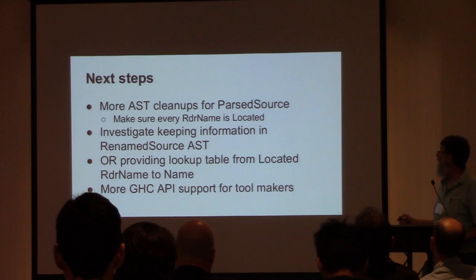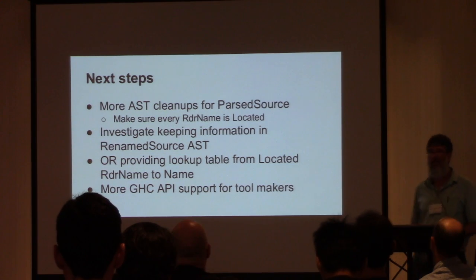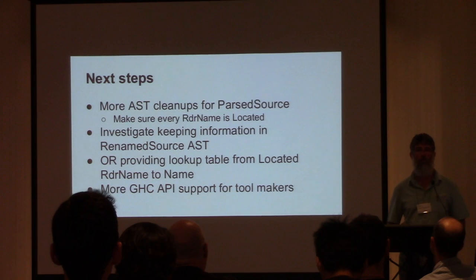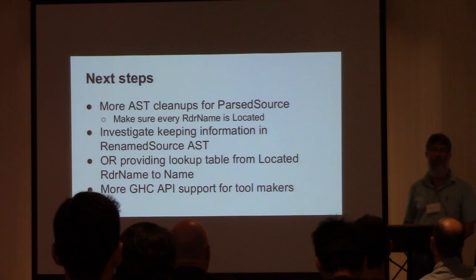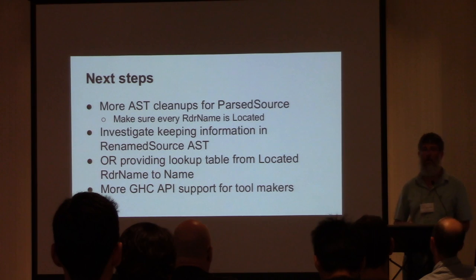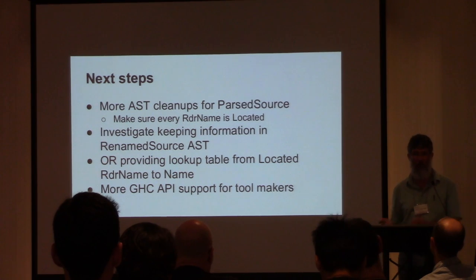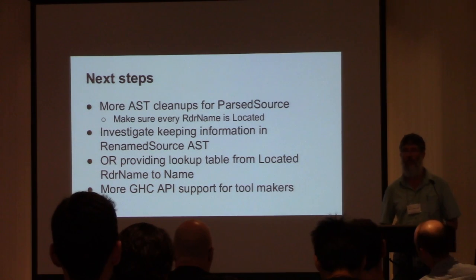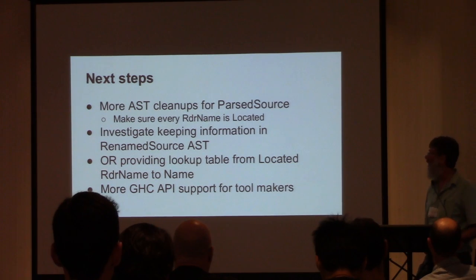Things like the parse source: the renamed source is different from the parse source. You can't use it for doing the transformations. You can't actually round trip it. So if you want to work with name-based stuff, you've got to look them up. At the moment, there's this messy process of going from a located RdrName to an actual name, but not every name is located, so it gets messy. So that's one of the things I want to do.